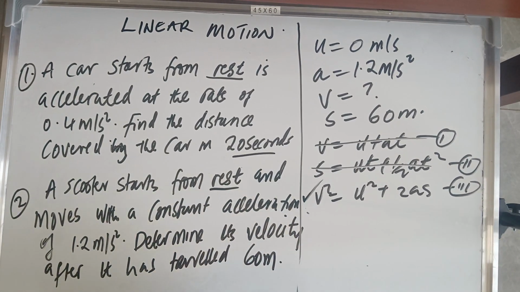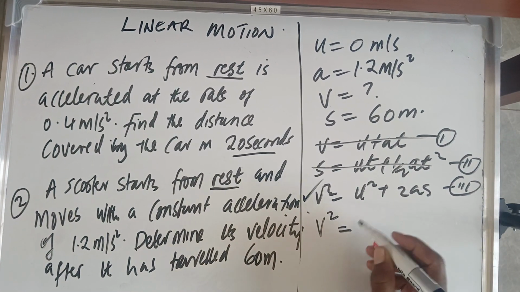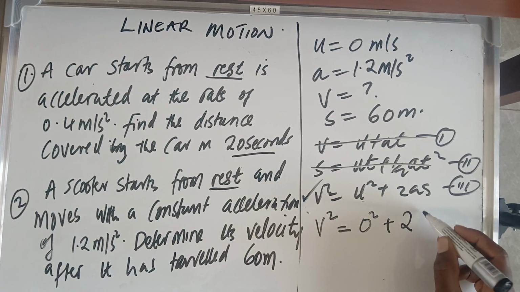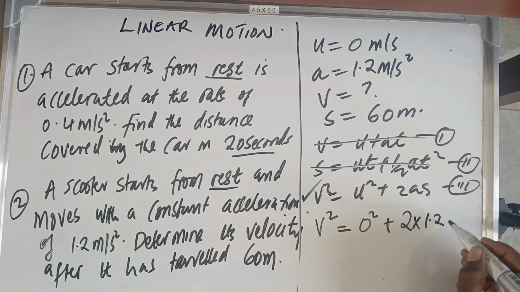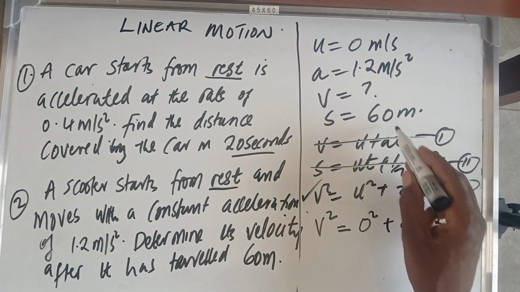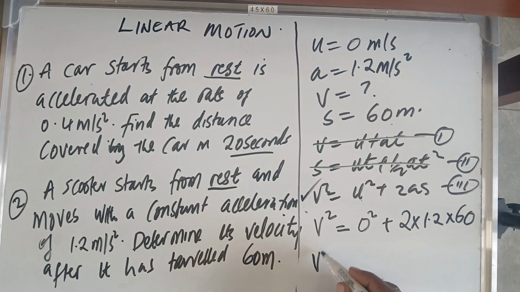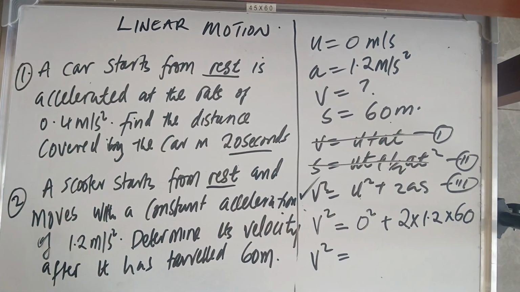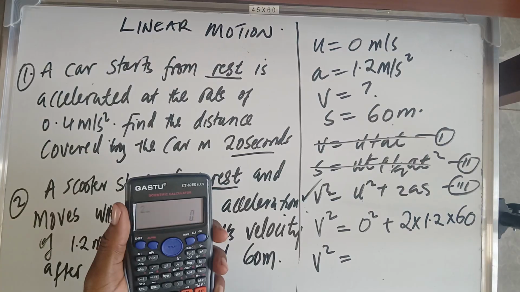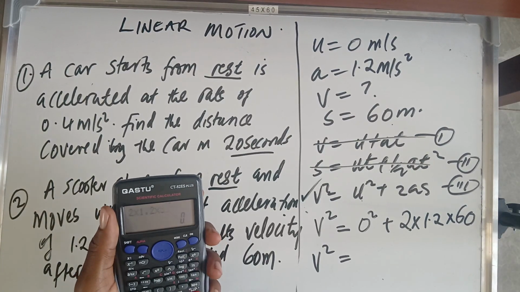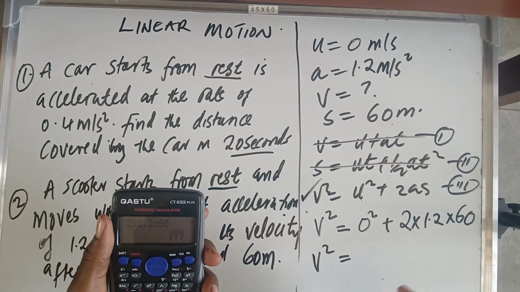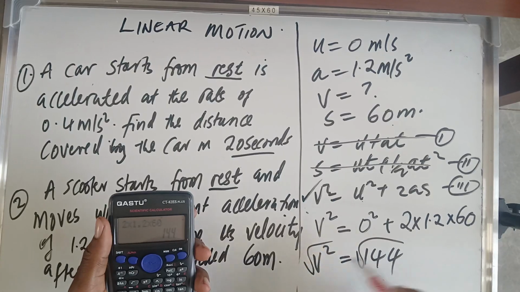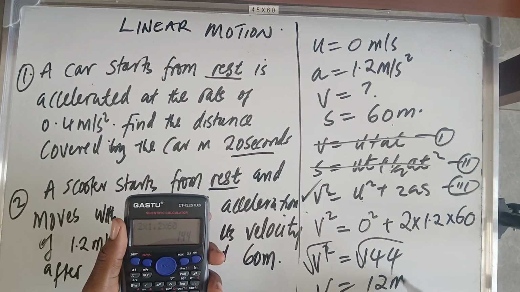So I'm looking for final velocity. V squared is equal to initial velocity 0 squared plus 2 times acceleration 1.2 times distance 60. So 2 times 1.2 times 60 should give you 144. You take the square root on both sides. So velocity is equal to 12 meters per second.